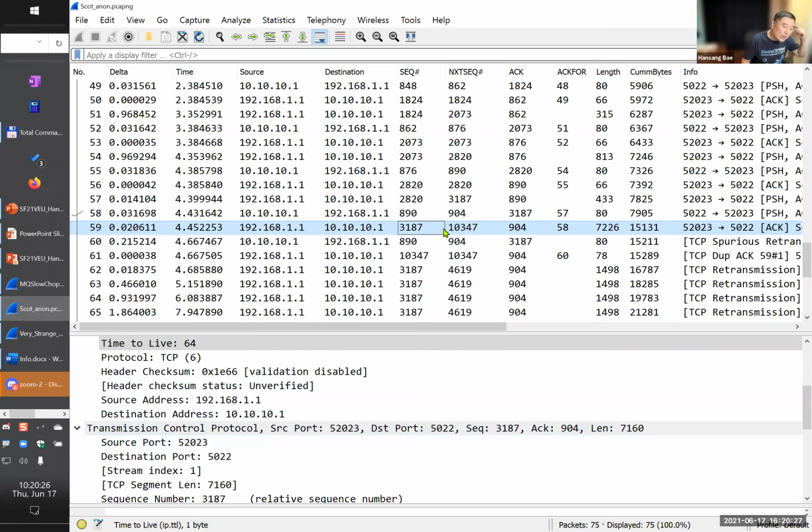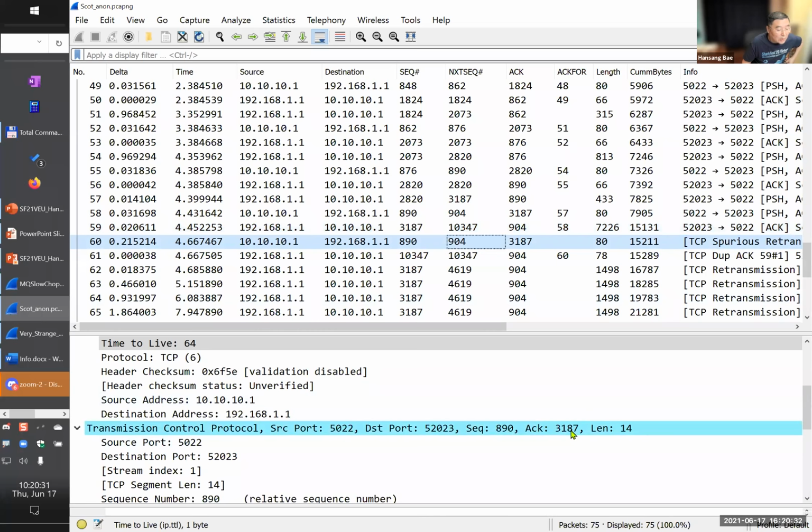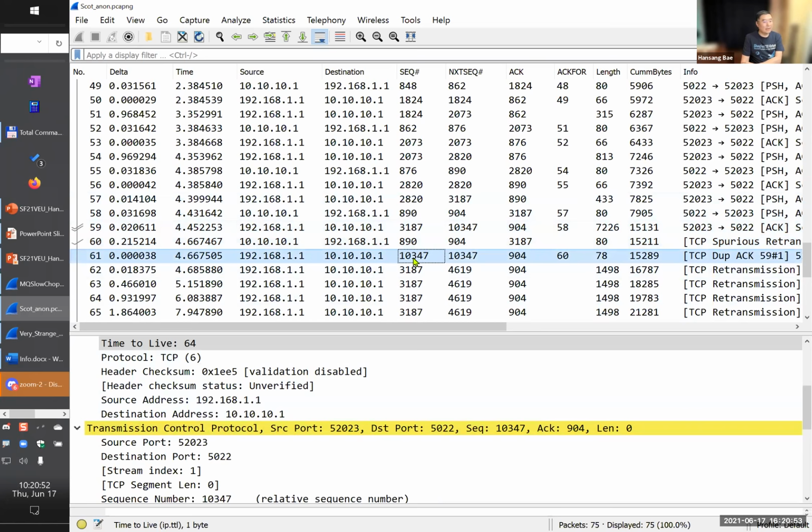And the client says, I was at 3187. I'm sending you something, 14 bytes. Okay, so this isn't a feedback per se. This is the 10. guy. He had something to send, so he used the last ACK that he had, which is 3187. All right.